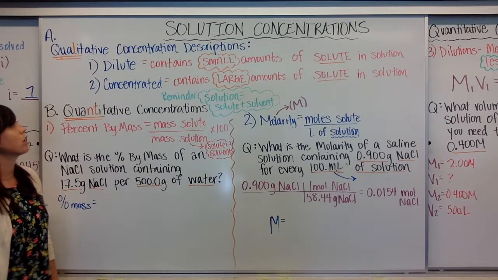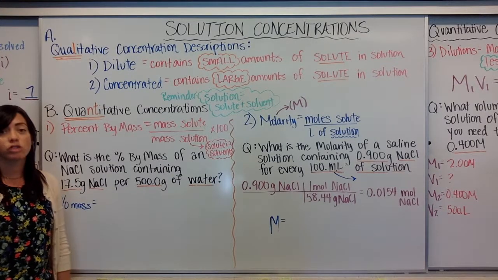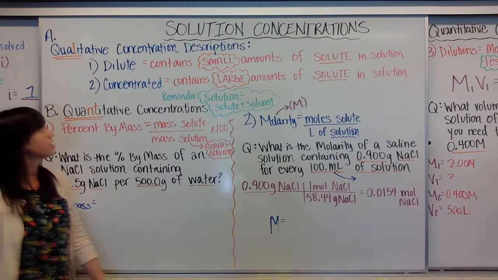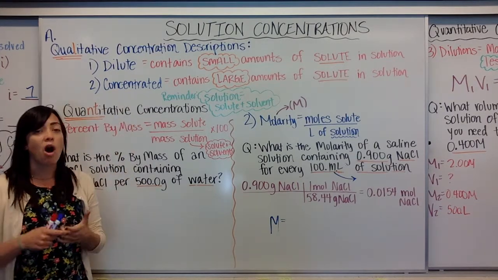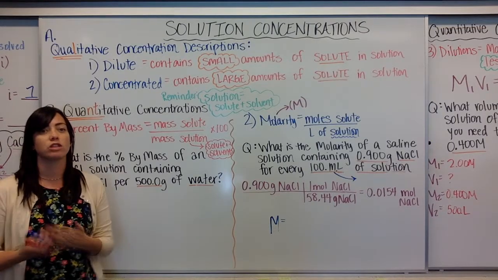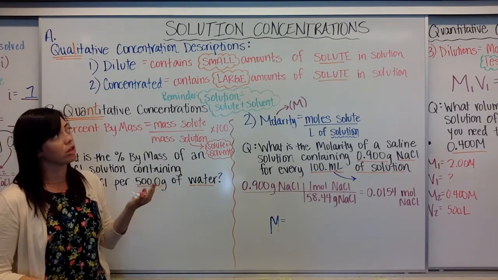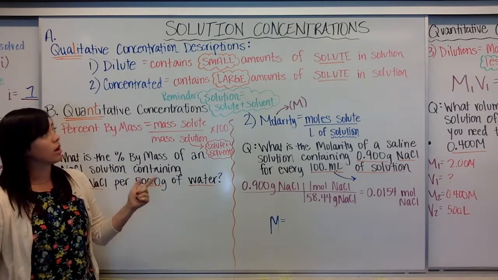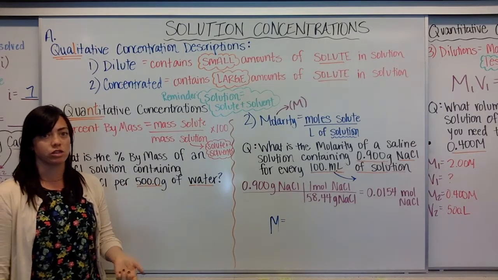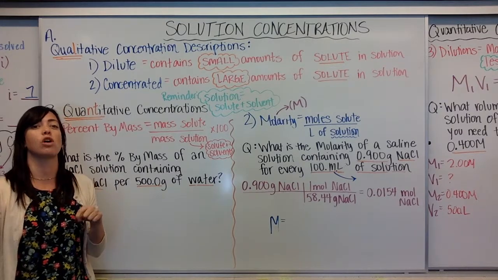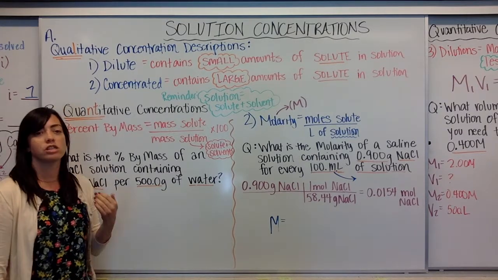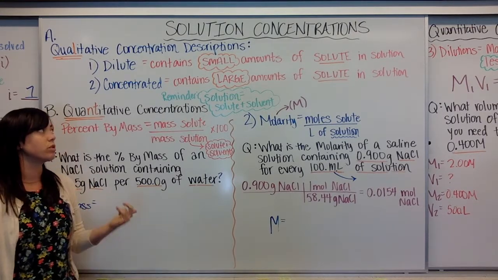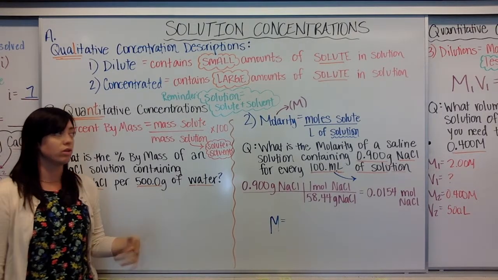Also, just really briefly, I want to talk about qualitative concentration descriptions. Basically, we have dilute versus concentrated. Something that is dilute contains very small amounts of solute compared to the overall solution. So remember the solute, if you go back to our solubility rules, is whatever is being dissolved in the solution. So if we have a really tiny amount of salt dissolved in something, our water is not very salty, that's considered dilute.